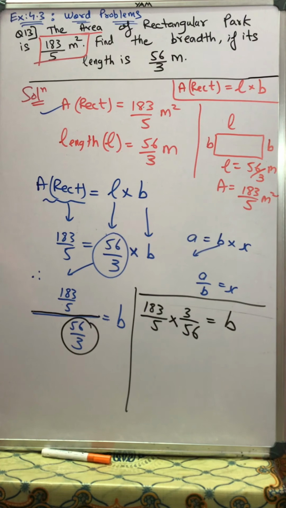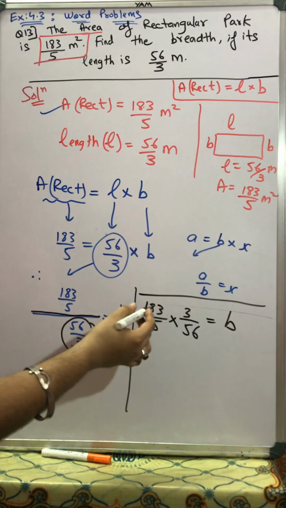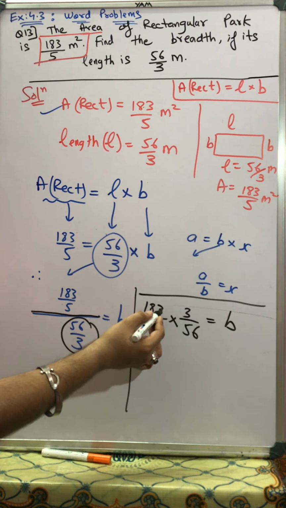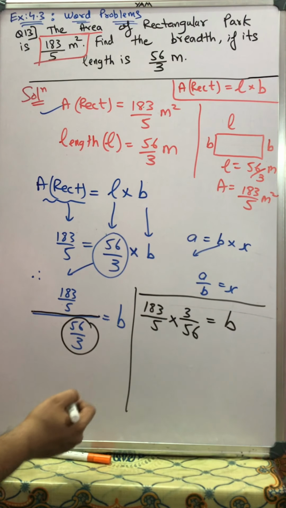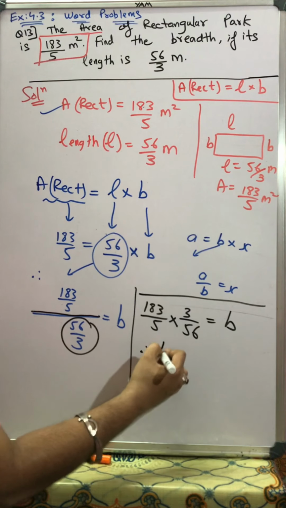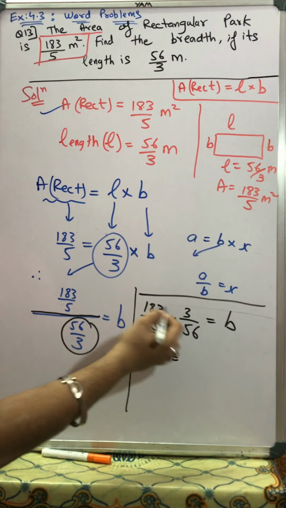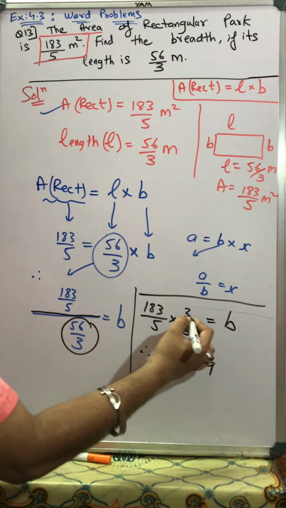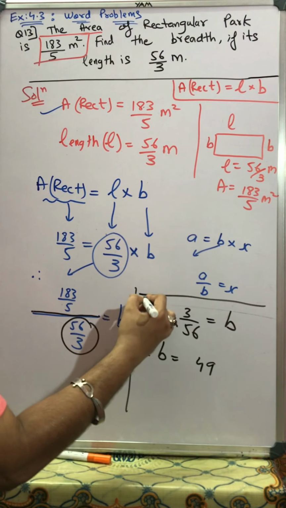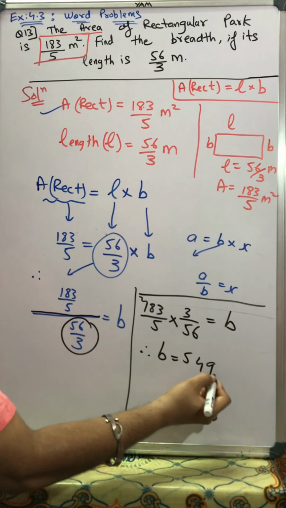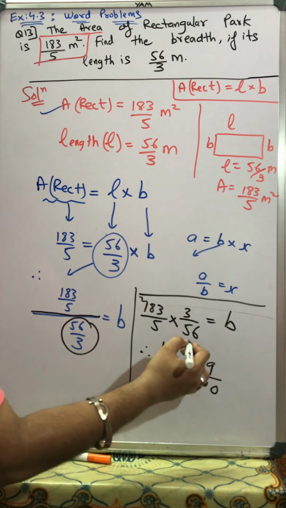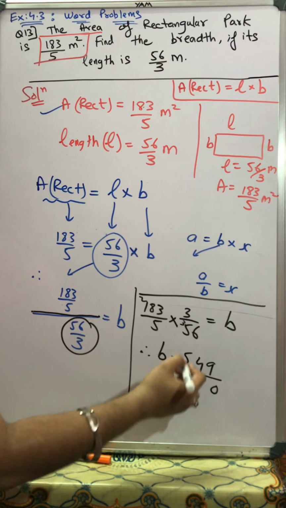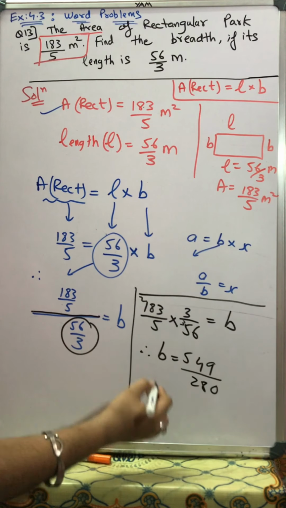So now can we do any cancellation? 18 plus 3 is 21. This 183 goes in 3, but 5 plus 6 is 11. It is not going in 3. So we cannot do any cancellation. Therefore B is equal to, we just have to multiply. 3 3s are 9, 3 8s are 24, carry 2, 3 1s are 3, 4 5. 549 upon 5 6s are 30, carry 3, 5 5 are 25 plus 3, 28.